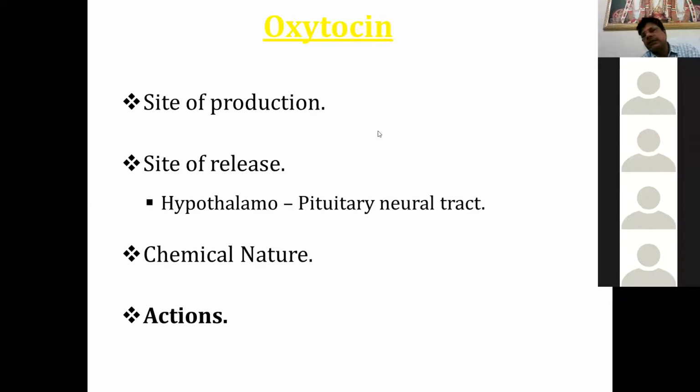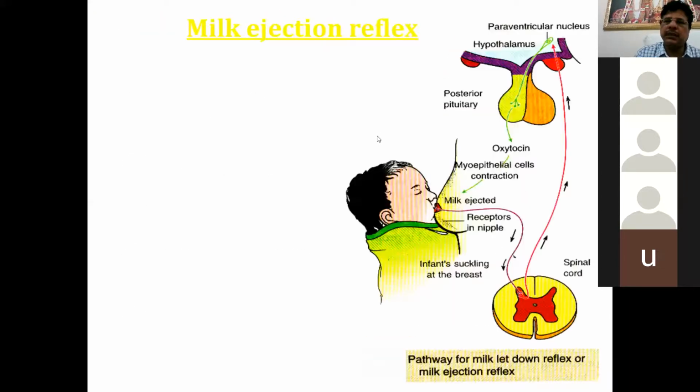Neurophysin. It is secreted along with neurophysin. Okay. So then this oxytocin, the question on oxytocin can be asked in another way also. Oxytocin can also be asked as neuroendocrine reflex. So why is it asked as neuroendocrine reflex?